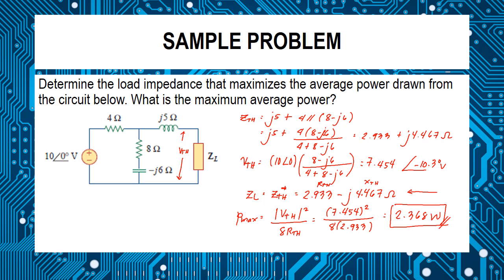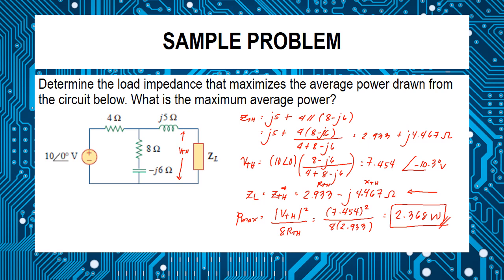So the load impedance draws the maximum power from the circuit when our ZL is equal to ZTH conjugate. So if we get the value of ZTH, 2.933 plus J4.467, our ZL should be 2.933 minus J4.467 ohms.